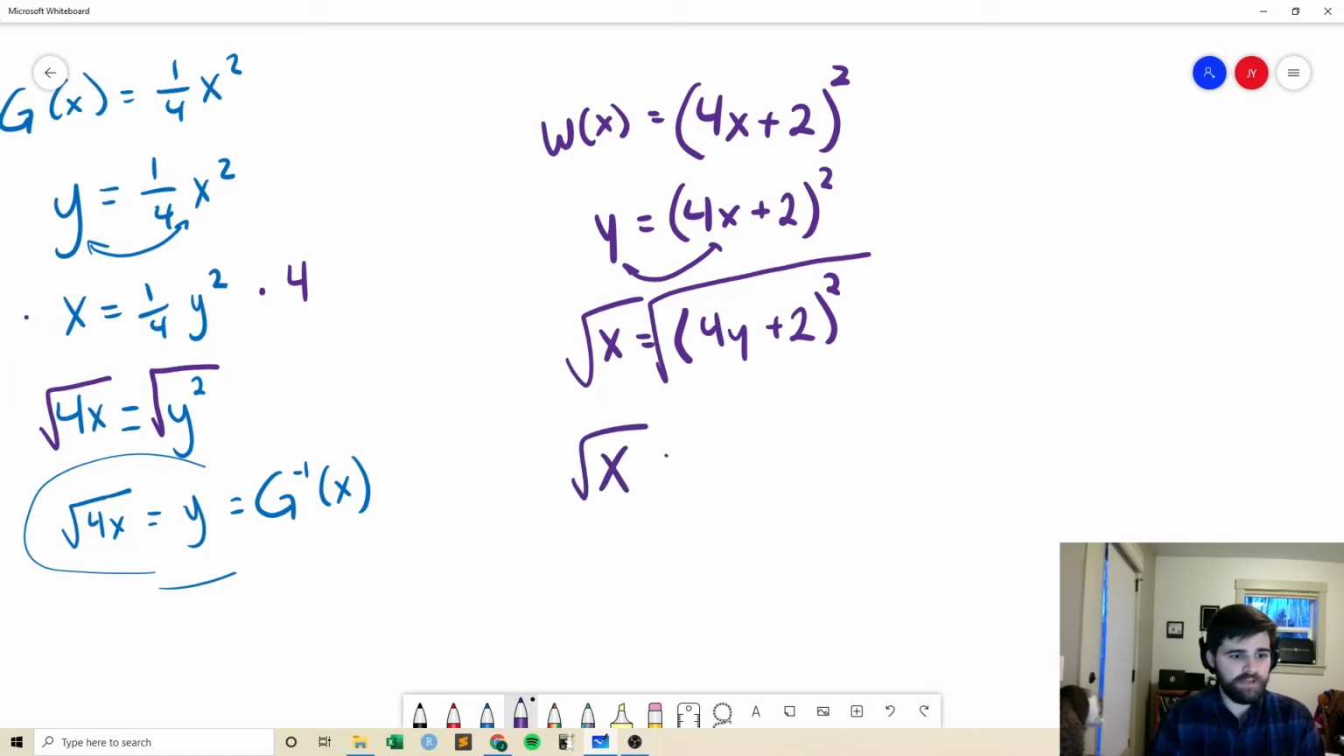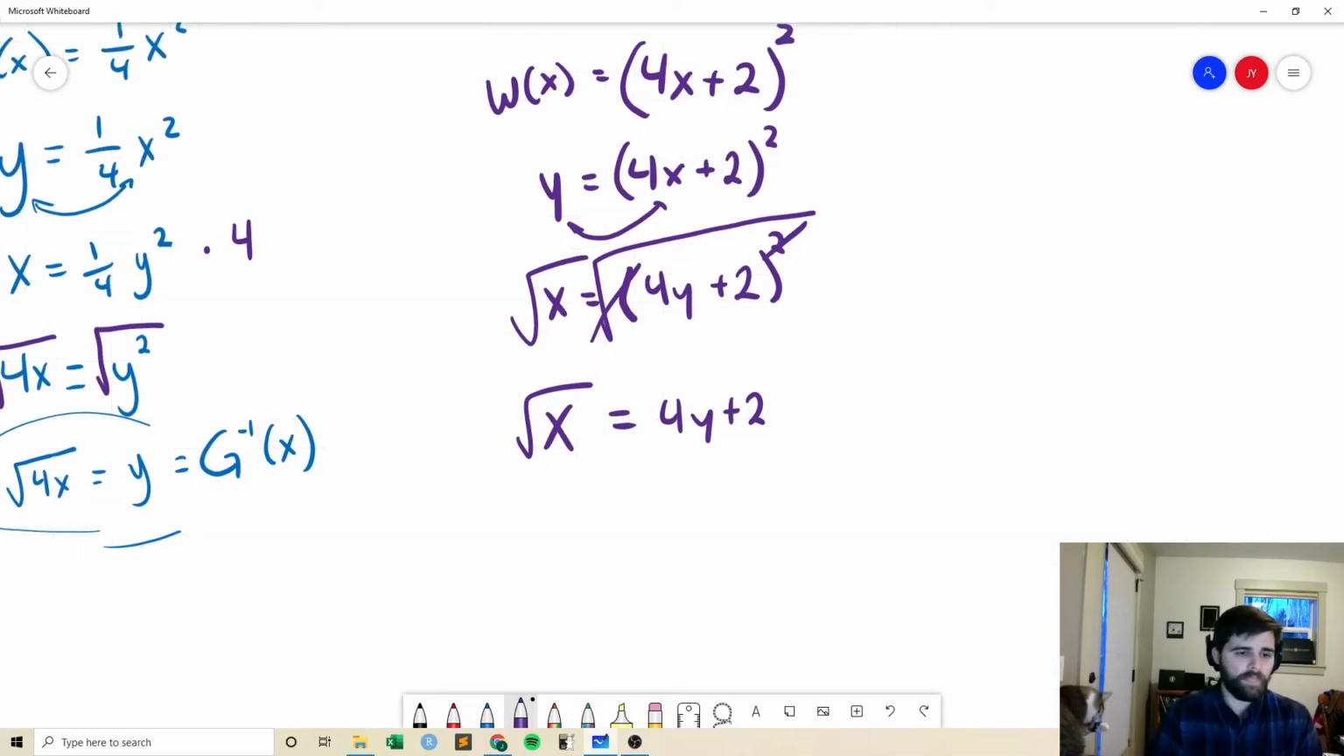So I get the square root of x is equal to 4y plus 2. The square root and the square, they cancel each other out. Okay, so we're getting closer. We want y by itself, plain old y. I don't want this plus 2 anymore, so I do the inverse operation. I subtract 2.